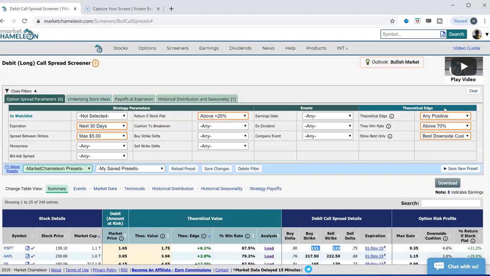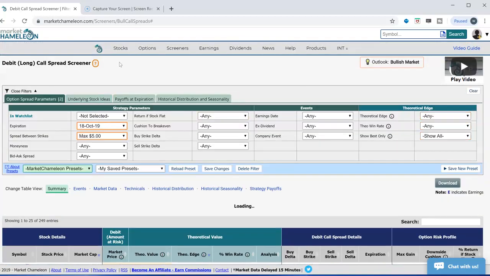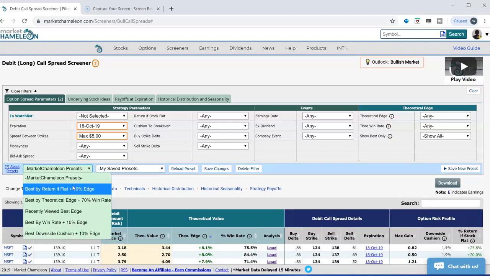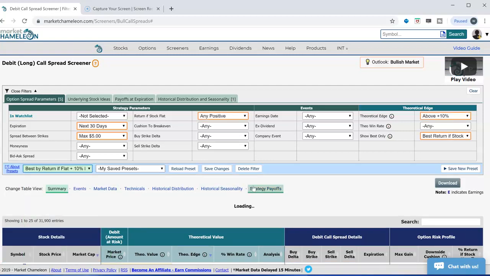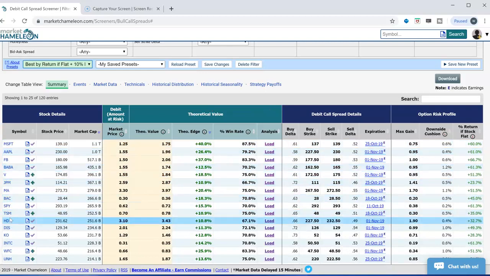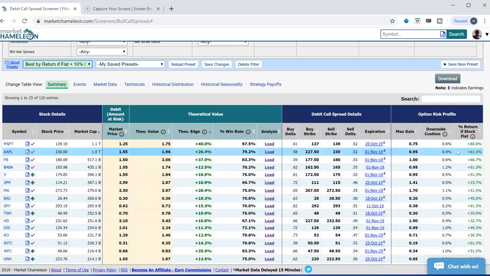Now to make things easier, I'm just going to clear it out. If you want to just start out, you have these presets over here, best return flat, so you could just select these. You could just start out that way. This way it will auto preset these for you. Return if stock is flat, above 10%. Just the same way we just did. And then it's going to reload it for you. And there you have it over here. So this is your starting point.